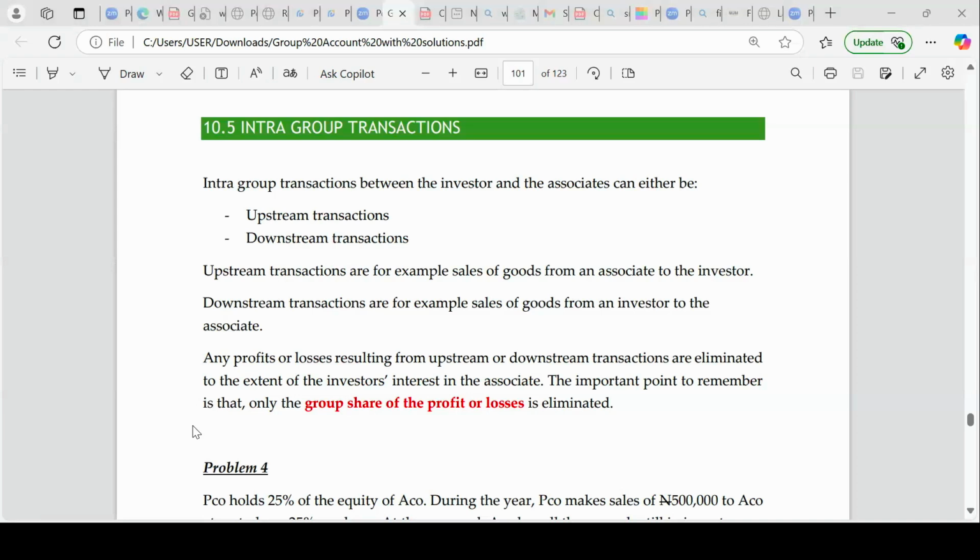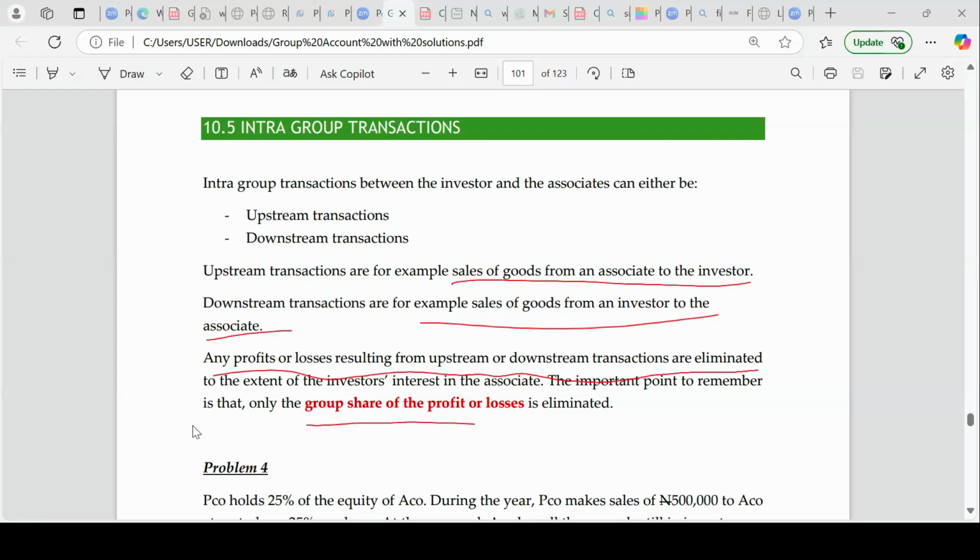What we do here is whenever you have sale of goods, whether it is from the associate to the investor, or from the investor to the associate, any profit or loss resulting from these transactions is eliminated to the extent of the investor's interest in the associate. It is important to remember that only the group share of the profit or loss will be eliminated.